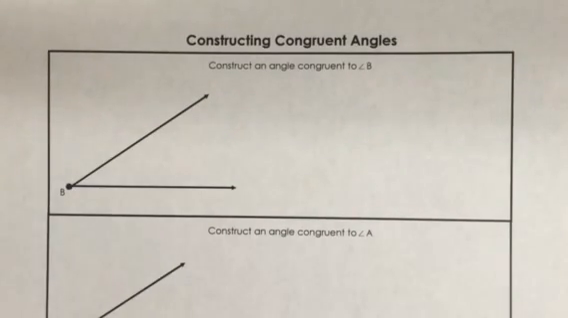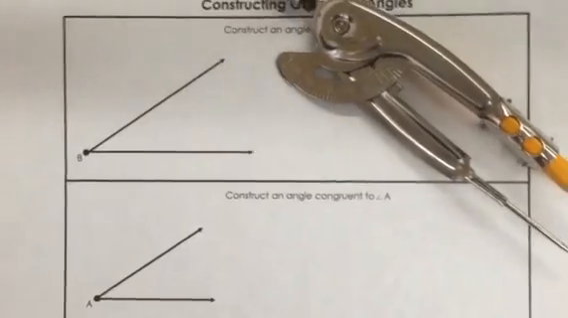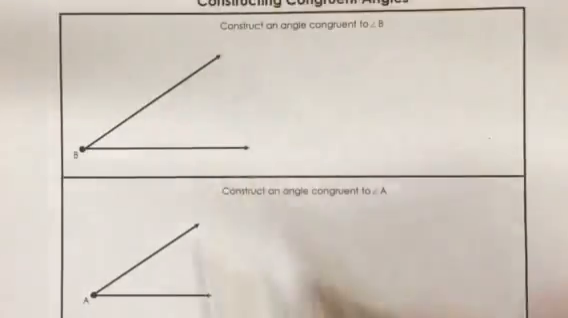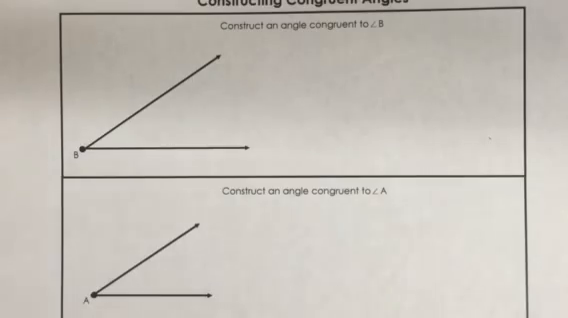Okay, welcome to your lesson on constructing congruent angles. You see, we need this guy, we call that a compass, and this guy a protractor. All right, so how do we construct a congruent angle?